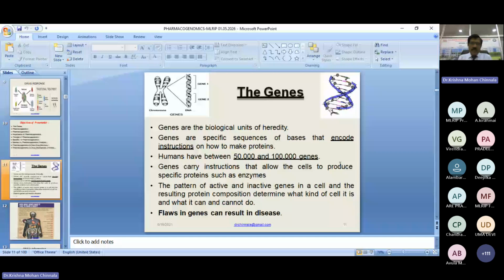So genes carry the instructions that allow the cells to produce specific proteins, such as enzymes also, right? We know a few drugs act through enzymes. The pattern of active and inactive genes in a cell and the resulting protein composition determine what kind of cell it is and what it can and cannot do. That's what the conclusion is. Flaws in genes can result in disease.